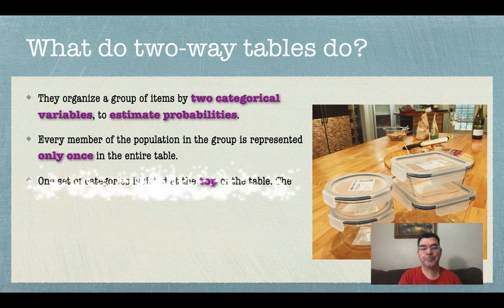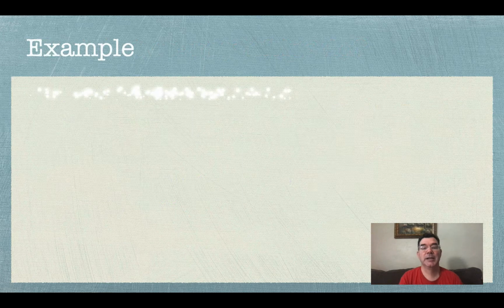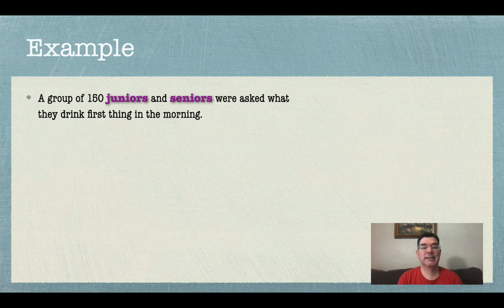All right, so we're going to create the table and put the possibilities for one category across the top and the possibilities for the other category along the left-hand side. So let's look at an example of that.